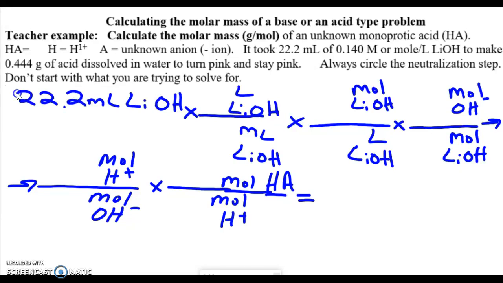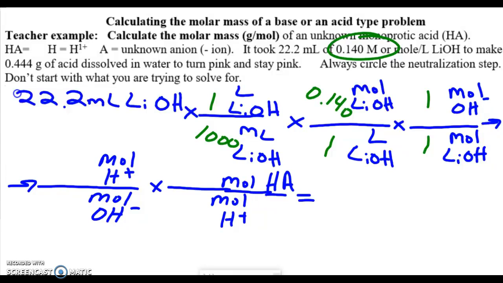So right now, let's start popping in numbers. Milliliters and liters: the relationship is 1,000 milliliters in a liter. Moles over liters, liters over moles, that is molarity. They give us that, so 0.140 moles in 1 liter. How many hydroxide ions are in a lithium hydroxide? Well, there is 1 mole of hydroxide ions in 1 mole of lithium hydroxide.